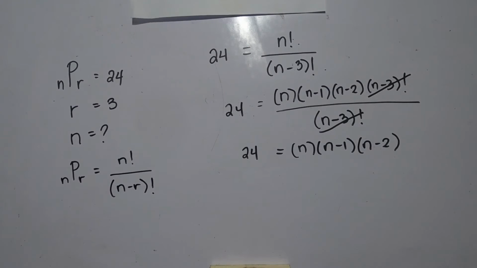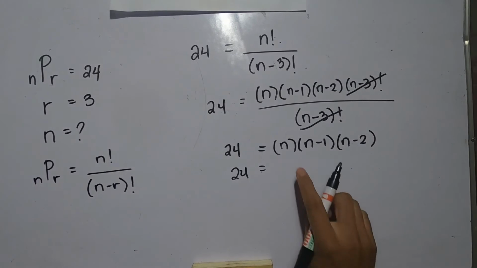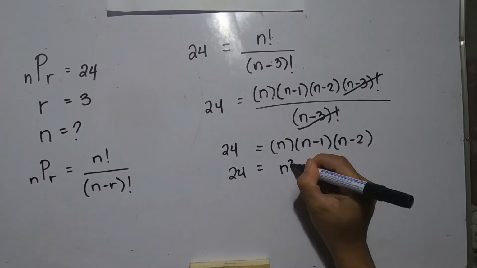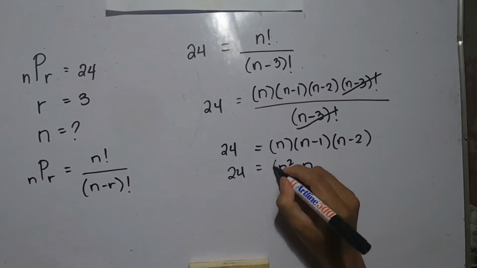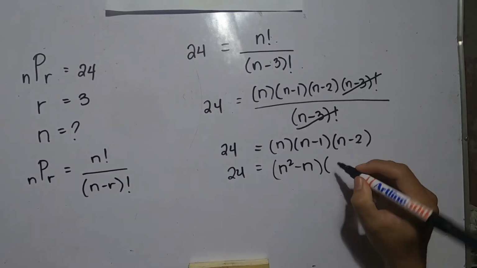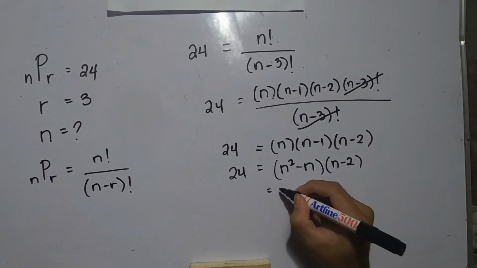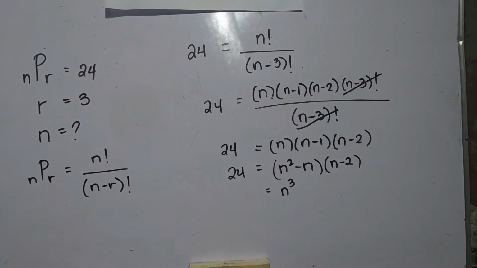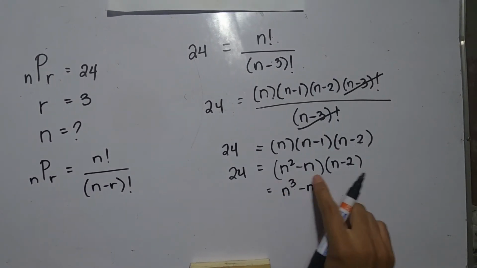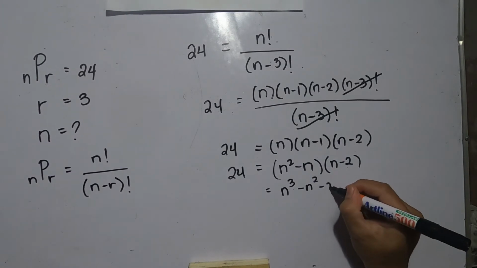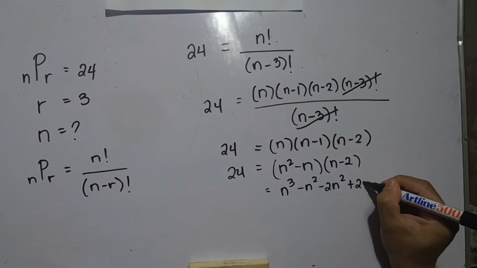Continuing the process of solving n, we will multiply the right side of the equation. N times n is n squared, n times negative 1 is negative n, and that is multiplied by n minus 2. N squared times n is equal to n cubed. Negative n times n is negative n squared. N squared times negative 2 is equal to negative 2n squared. Negative n times negative 2 is positive 2n.